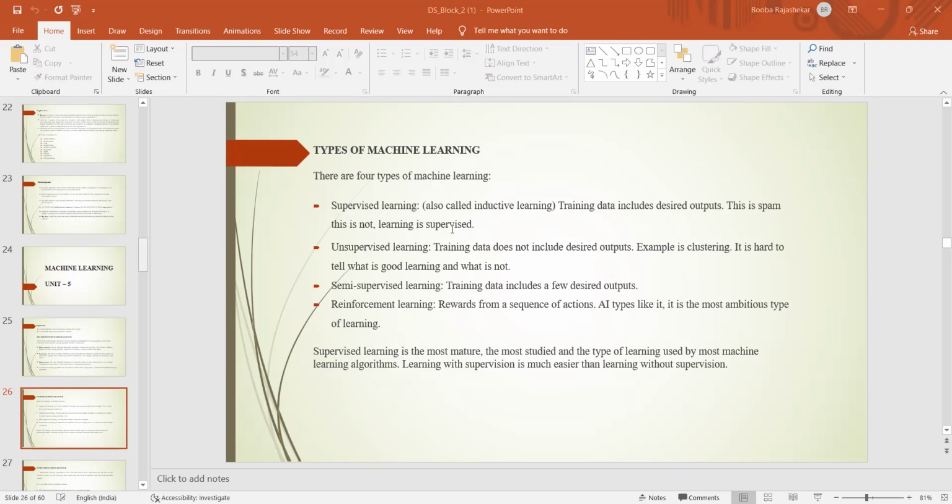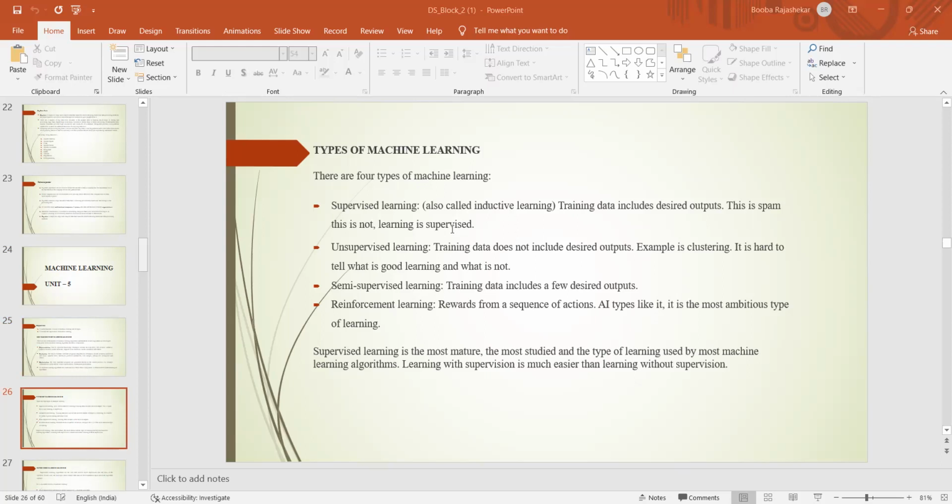Types of machine learning techniques. What is a machine learning technique? There are four types of machine learning algorithms: supervised learning, unsupervised learning, semi-supervised learning, and reinforcement learning. So those are the four ways. What is supervised learning? Supervised learning is also called inductive learning. The training data includes the desired output. This is spam, this is not spam. That is called supervised learning.